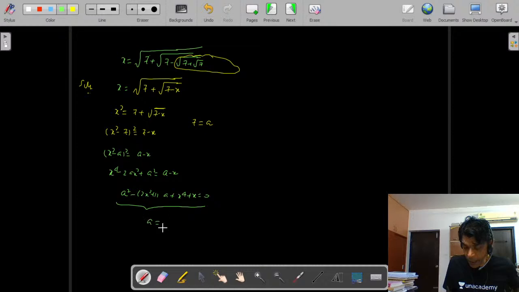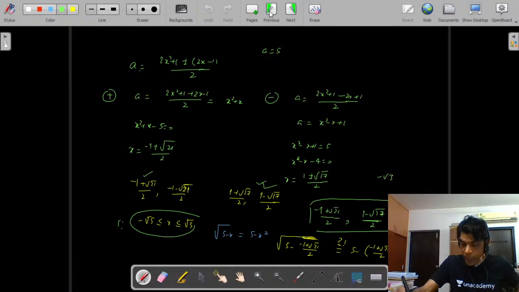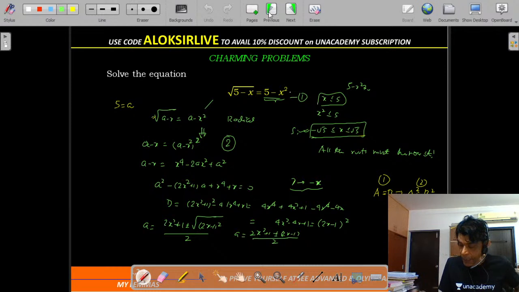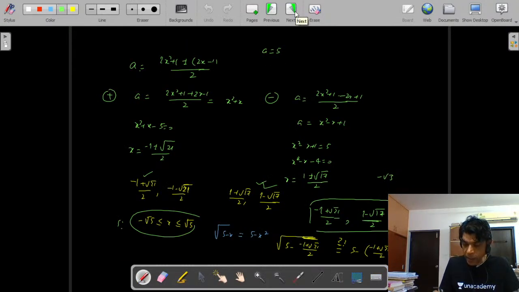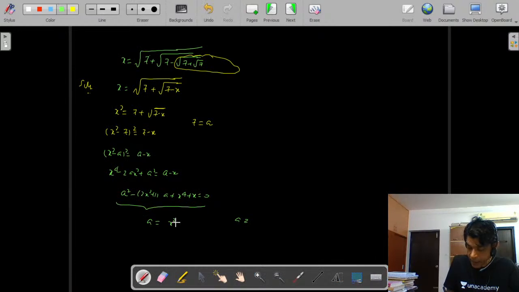So for a, we got positive, negative, two things. So this is plus x. Let's check in case of plus x what we got. We got x squared plus x and x squared minus x plus 1. So we got x squared plus x, and we got x squared minus x plus 1.